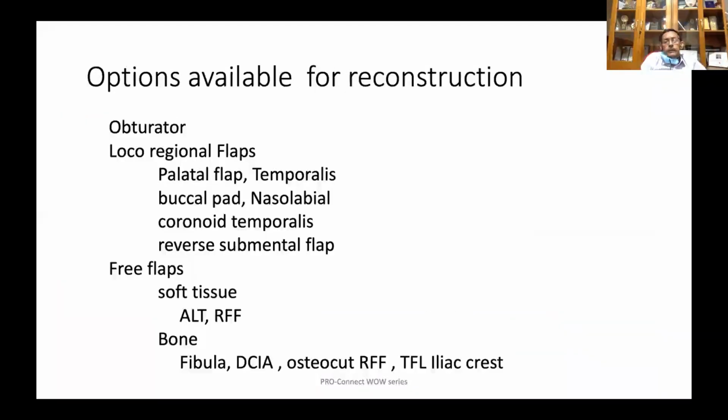What are the options available? A lot of things are available, including the time-honored obturators. Obturator can be with a denture. Loco-regional flaps like palatal flap, temporalis, buccal pad, nasolabial, coronoid, or even reverse submental flap have been described in a very beautiful way for maxillary reconstruction. Free flaps can be soft tissue or bone. Out of the bones, DCIA and fibula are the commonest ones which have been used.